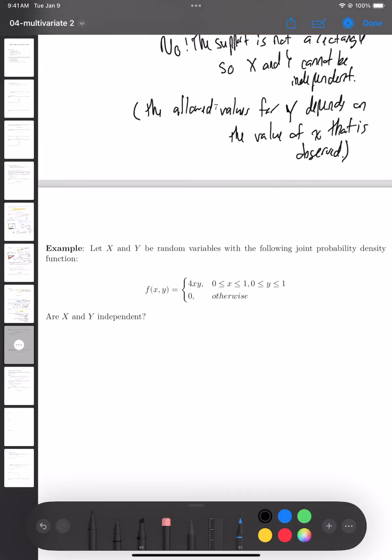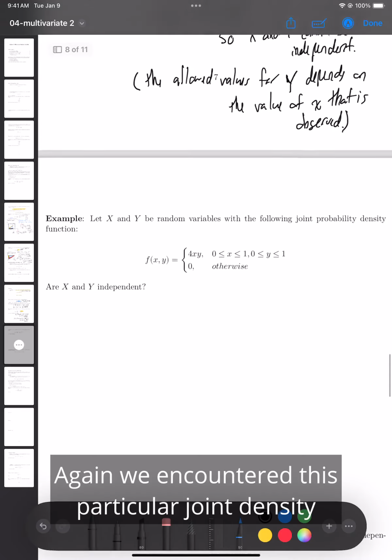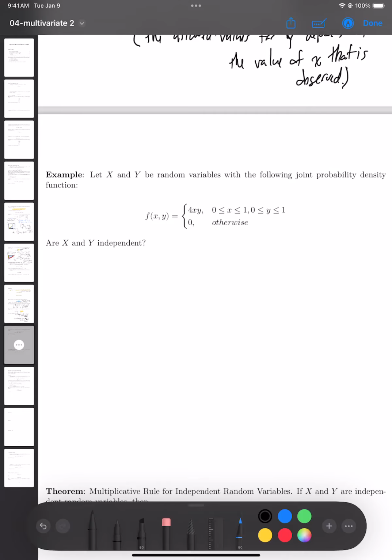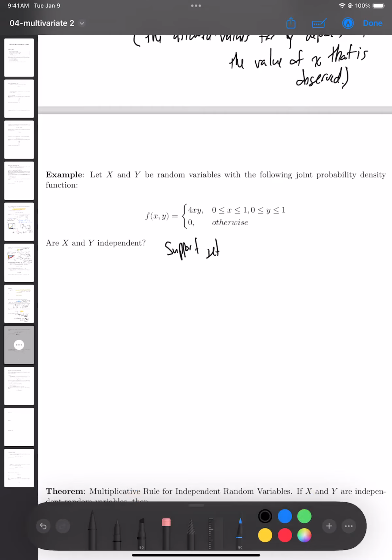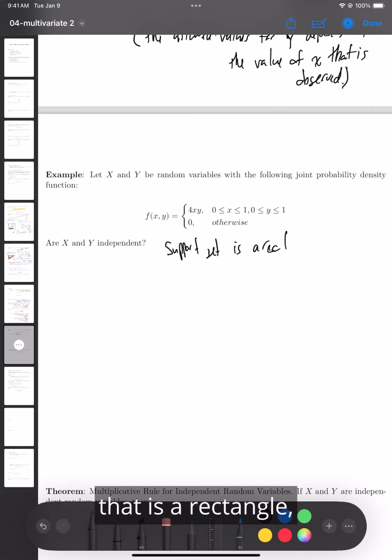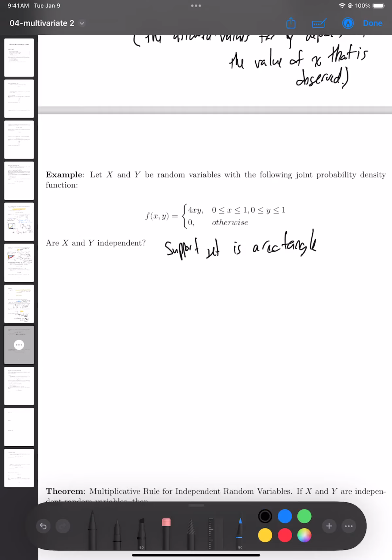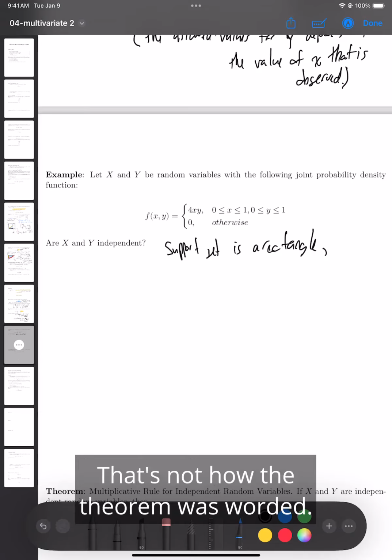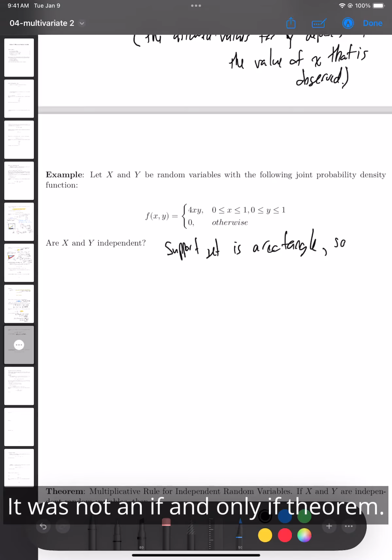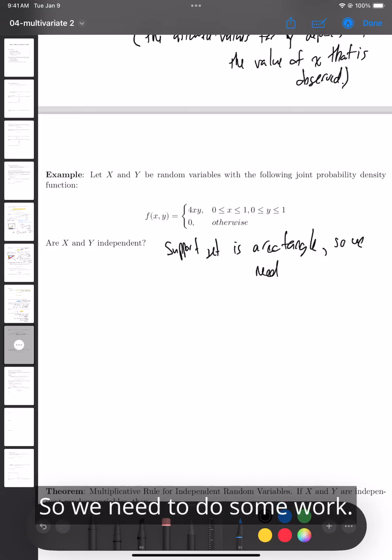One more example. Again, we encountered this particular joint density earlier in the note packet. So f of x,y is 4xy. This time, we've got a support set that is a rectangle. But remember, that's not sufficient. We can't just say, oh, the support set's a rectangle, so X and Y are independent. That's not how the theorem was worded. It was not an if and only if theorem. So we need to do some work.